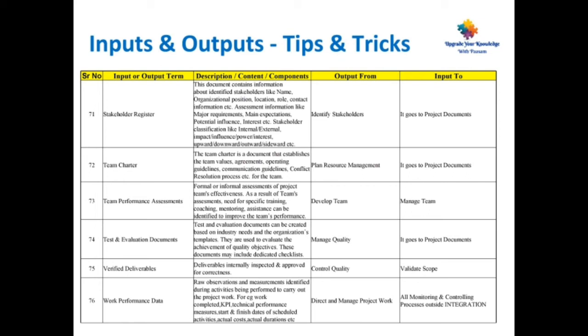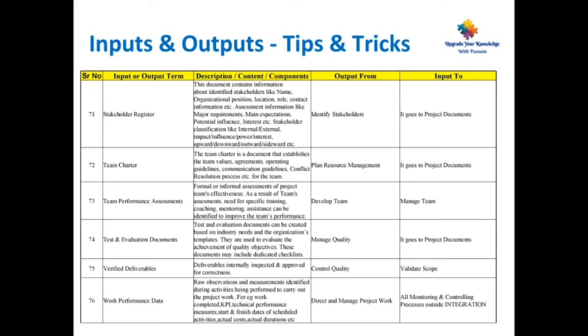Point number 74, test and evaluation documents. Test and evaluation documents can be created based on industry needs and the organization templates. They are used to evaluate the achievement of quality objectives. These documents may include dedicated checklists. This is output from manage quality, and it goes to the project documents as input.